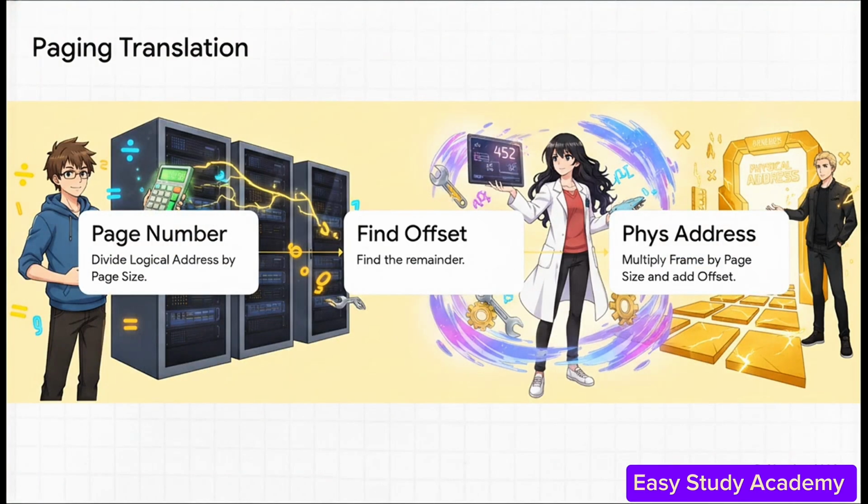When you're hit with paging address translation, do not panic. Just follow these 3 exact mathematical steps and you'll nail the physical address every time. Let's do a quick example. Say your logical address is 2500 and your page size is 1024. Step 1. Divide 2500 by 1024. That gives you a page number of 2. Step 2. Grab the remainder. 2500 minus 2048 gives us an offset of 452.